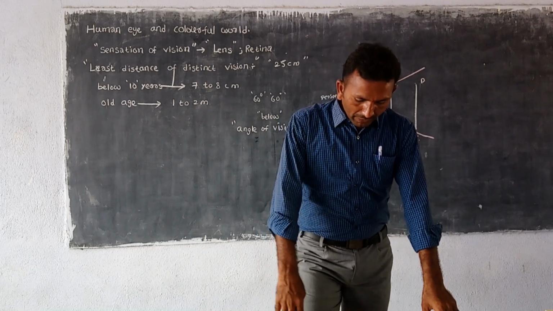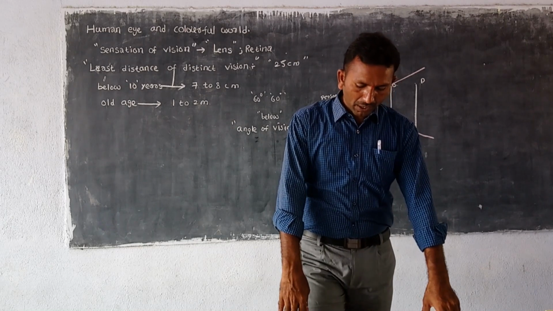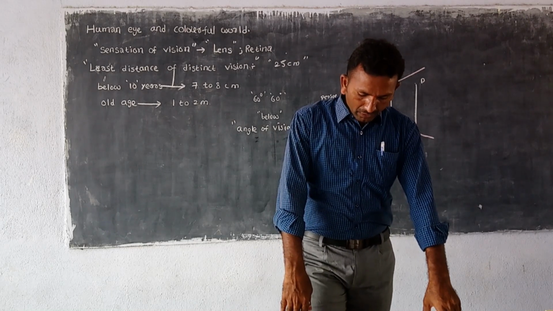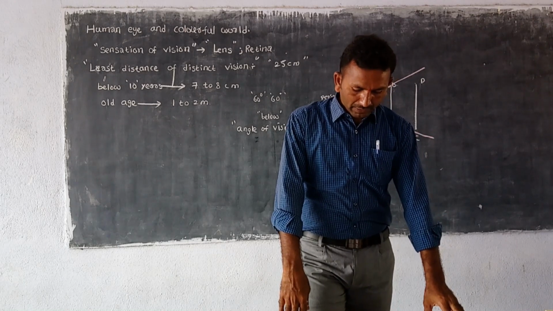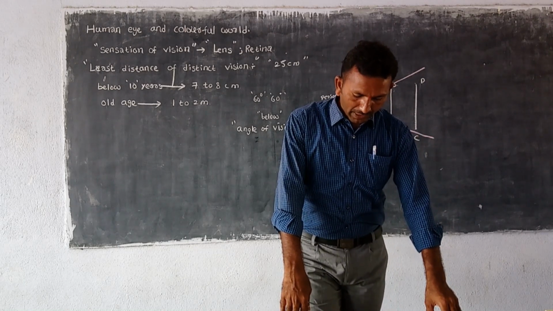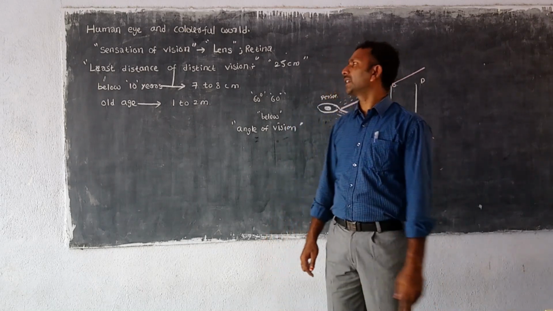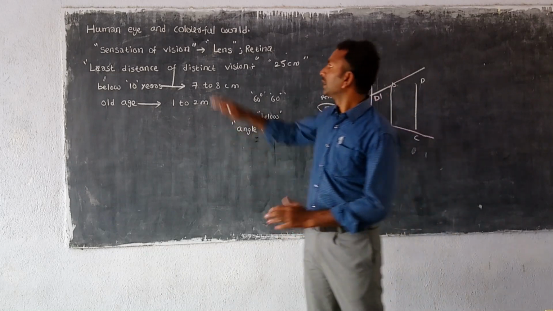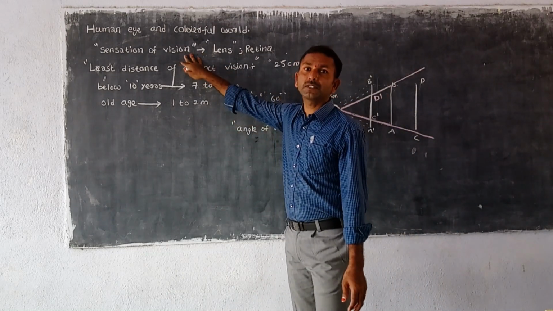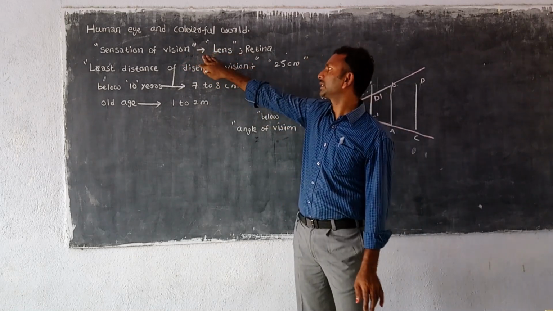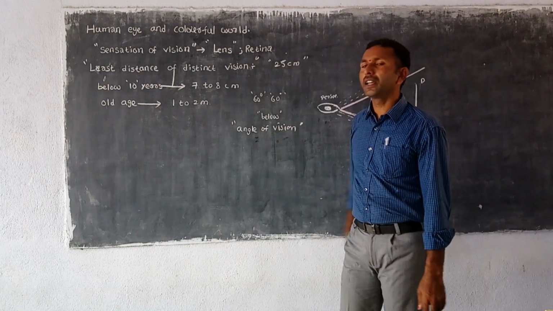You have learned the value of the least distance of distinct vision is about 25 centimeters, and the value of the angle of vision of human beings is about 60 degrees. You can also learn that these values change from person to person and with the age of the person. So what we have learned till now: first, the sensation of vision. The human eye works on the principle of sensation of vision, and a lens and also a retina are arranged in the eye.